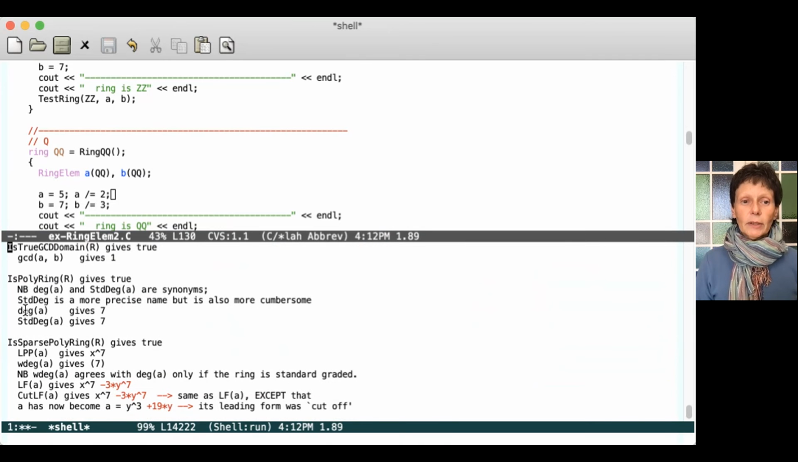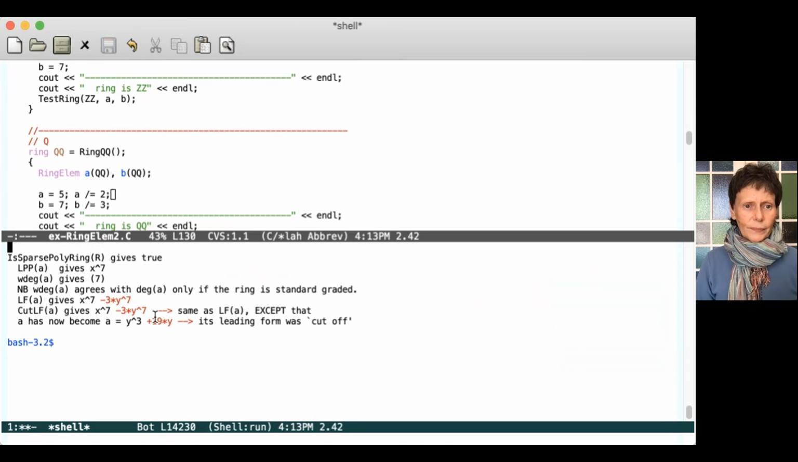And it is a polynomial ring, and so we can compute the standard degree. Standard degree is precise, means that it is a standard degree. DEG does the standard degree. So it's a degree 7. And then it is a sparse polynomial ring, so we can compute the LPP, the weighted degree. You see, it is in parentheses because the weighted degree in principle can have more components. So the weighted degree is a vector, is implemented as a vector. This is the leading form. It is the part of degree 7.